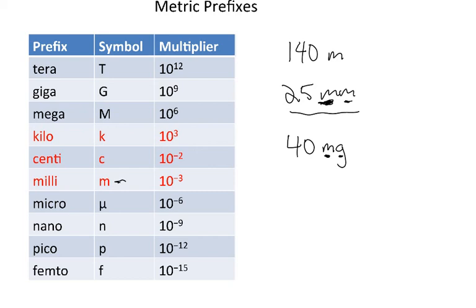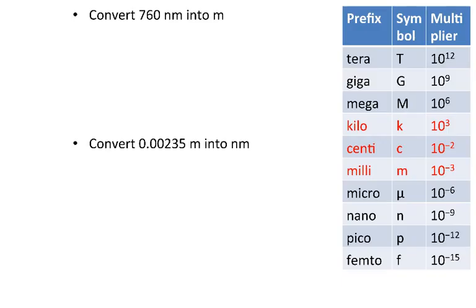Let's look at a couple examples of doing conversions. All right, so in this first example, they want us to convert 760 nanometers into meters.